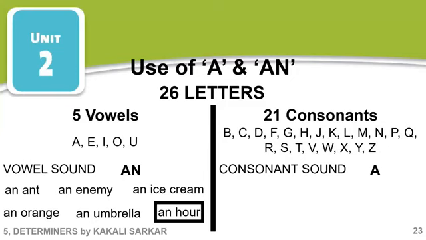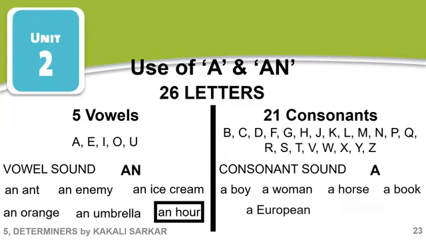Now coming to the consonant examples: a boy, a woman, a horse, a book, a European, a university, a 1 rupee note. Okay, let us go to the first word, boy. B is a consonant, a singular noun, and the pronunciation also has a consonant sound. Woman, horse, book, everything, they are all correct.